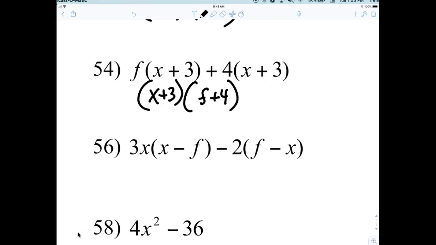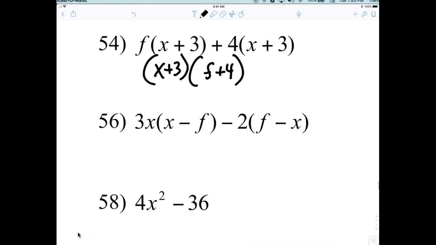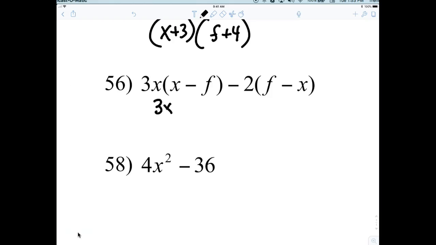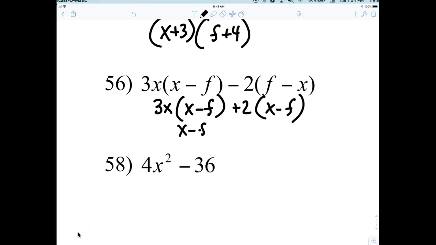We need to factor out the negative to change the sign. So it would be 3x times x minus, plus 2 times negative. And then it's x minus 4 times 3x plus 2. Anybody have any questions?